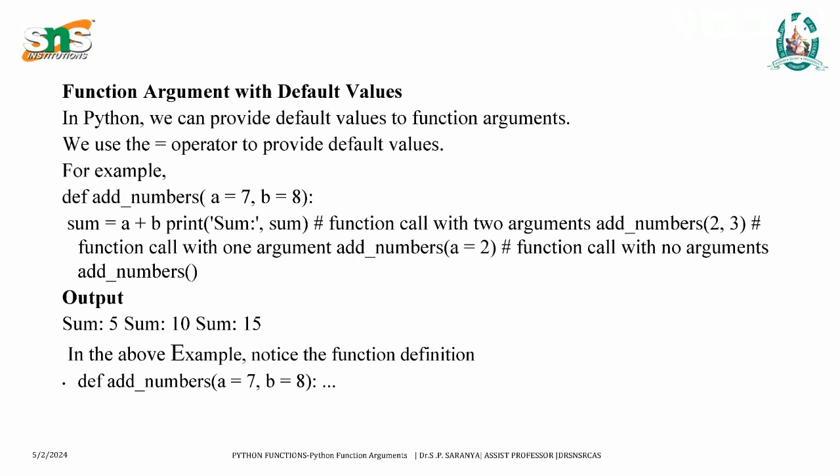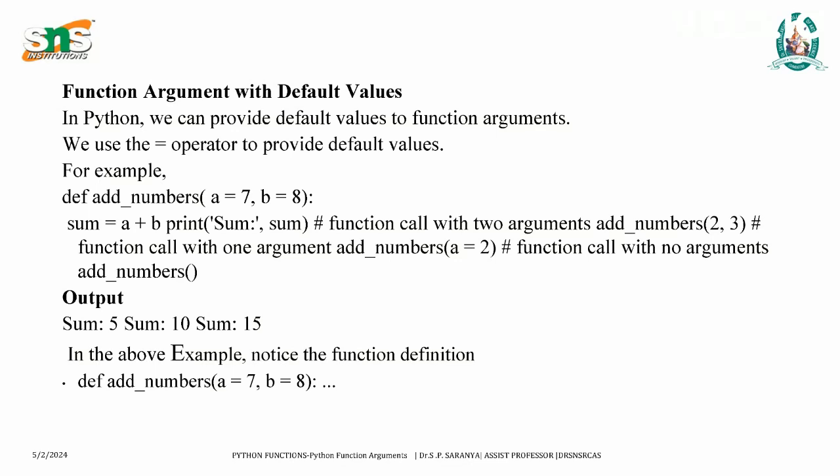Function arguments with default values: in Python we can provide default values to function arguments. We use the equal to operator to provide default values. For example, def is a keyword and add_numbers is the function name. Here a equal to 7 and b equal to 8 are the default values. The equal to symbol indicates a function argument with a default value. Then sum is equal to a plus b, and it prints the sum.